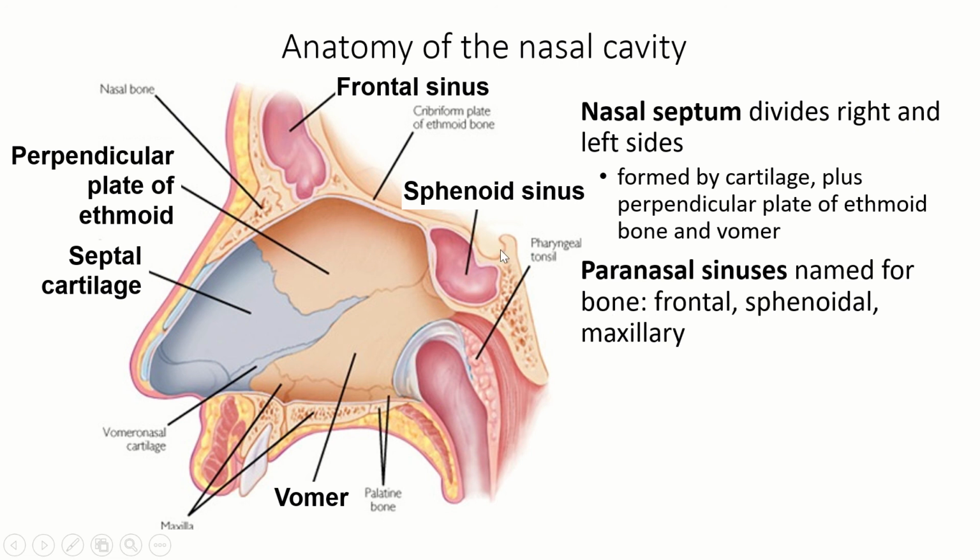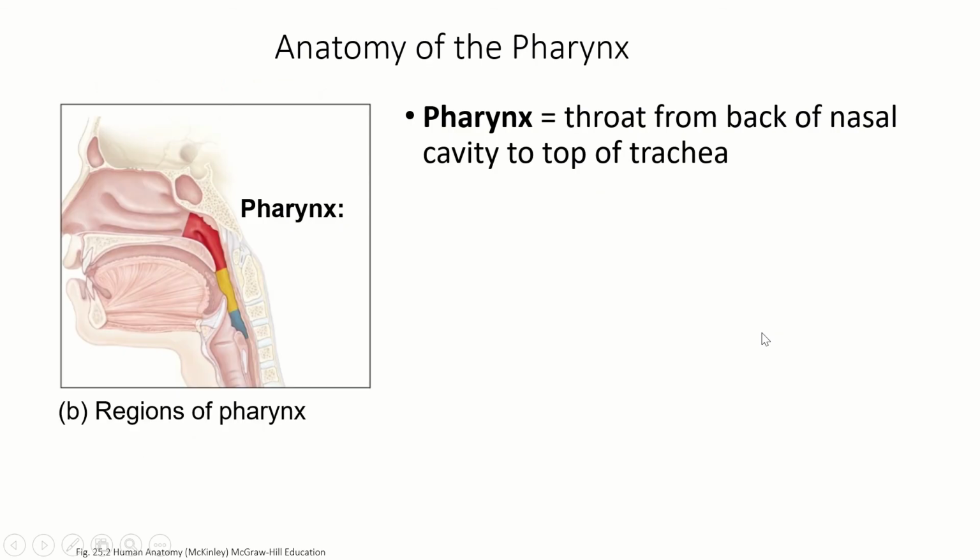The sinuses are found around the nasal cavity, and of course they're named for the bones they're in. You remember that from when we studied the skull. We have the frontal sinus, the sphenoid sinus, and then the maxillary sinus that kind of sit here but more laterally. We're going to stop there, and next we're going to talk about the pharynx, or the area of the throat.